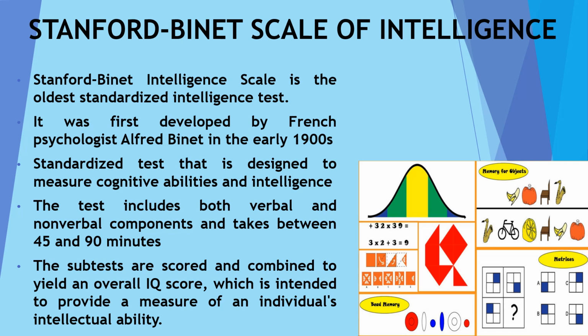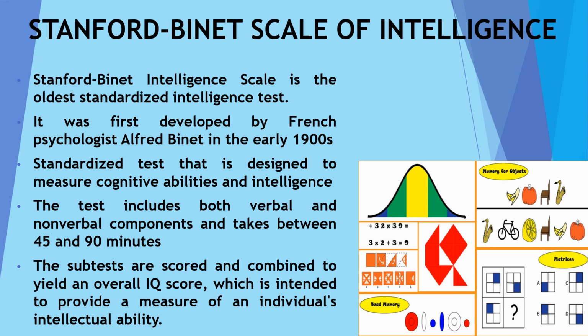The test is divided into several sub-tests, which are designed to measure a wide range of cognitive abilities, such as verbal reasoning, abstract or visual reasoning, quantitative reasoning, short-term memory, and processing speed. The subtests are scored and combined to yield an overall IQ score. It is intended to provide a measure of an individual's intellectual ability.